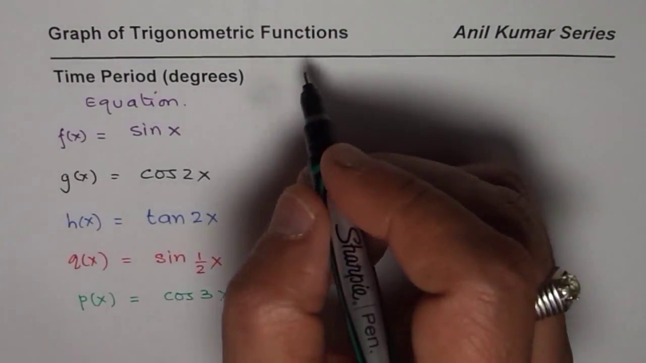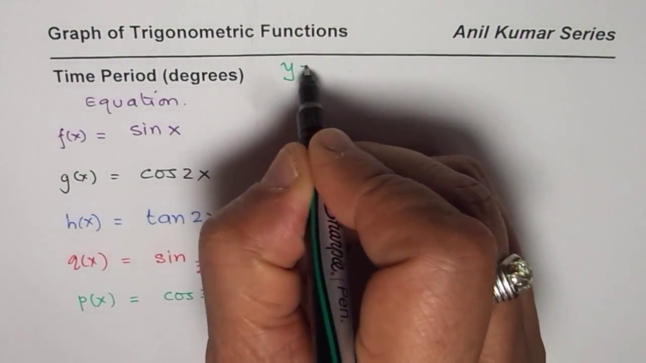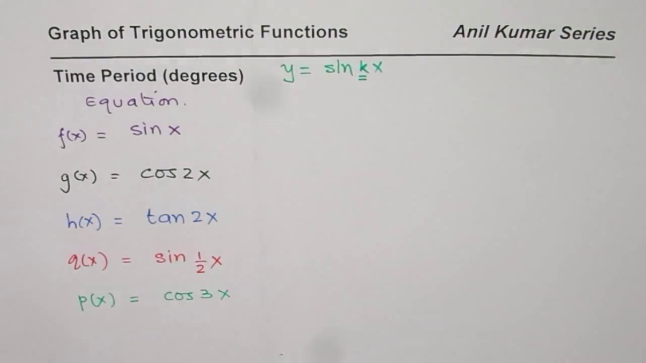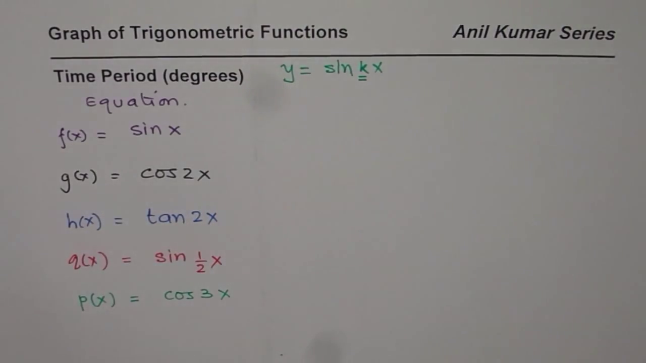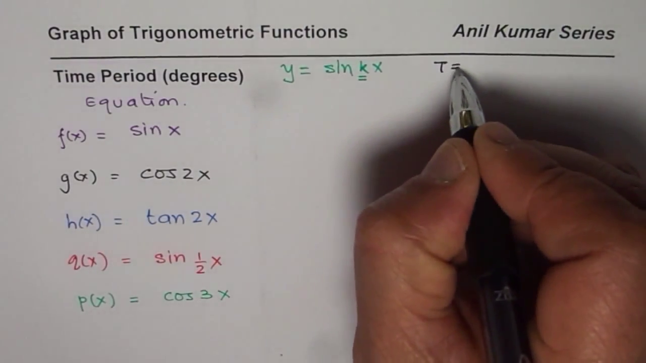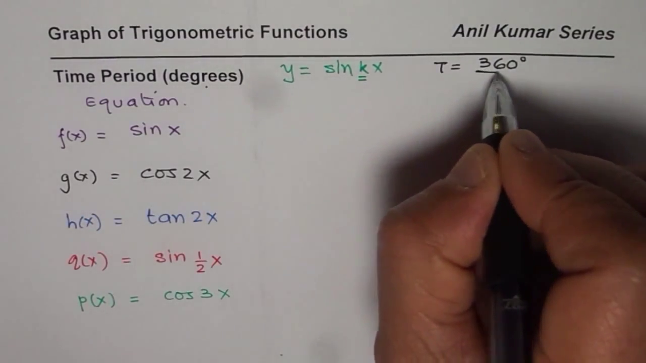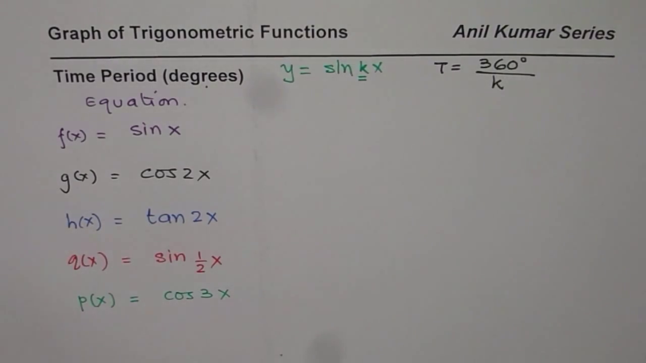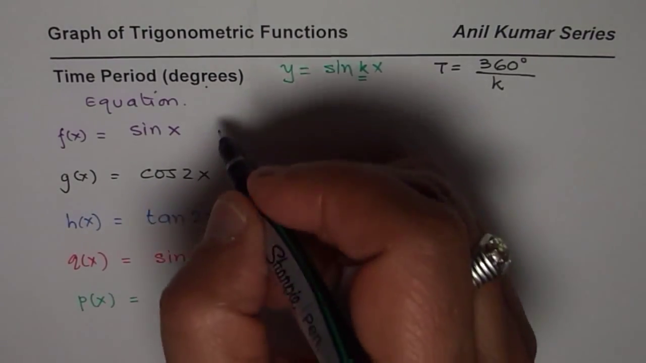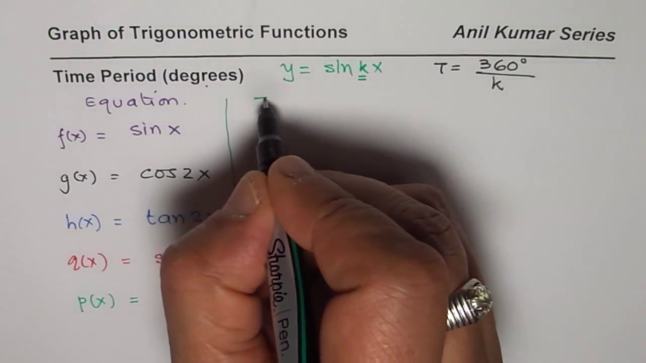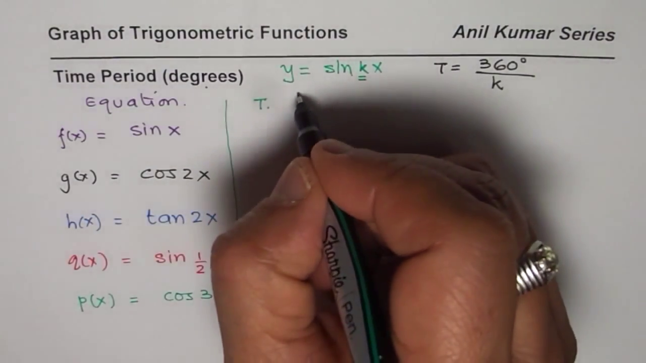In general, when we have y equals, let us say, sine of kx, then k actually decides the time period, right? So in general, the time period T will be equal to, when we are working in degrees, 360 degrees divided by k, as you know, right? So for all these functions, you can pause the video and write down their time periods. Correct? So let's write down the time periods, and let me make a column for time period here, right? So what is the time period for each one of them?